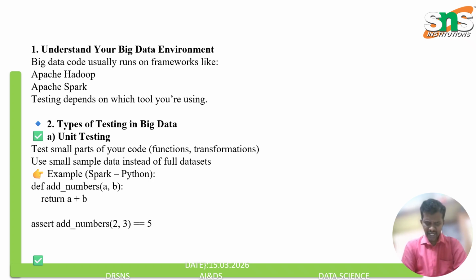It comes under functions and transformations, and we use a small sample data instead of a full data set. We no need to check the entire big data. Instead we can check small data in functions and transformations, using a small sample data instead of a full data set. Example, Spark and Python: def add_numbers(a, b): return a + b. Then assert add_numbers(2, 3) == 5. This is the format we can use in big data.